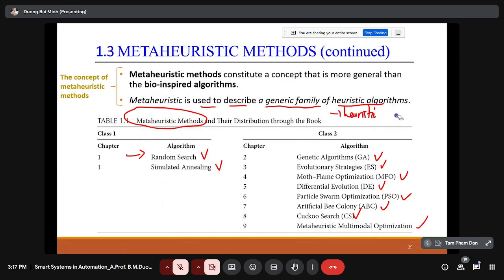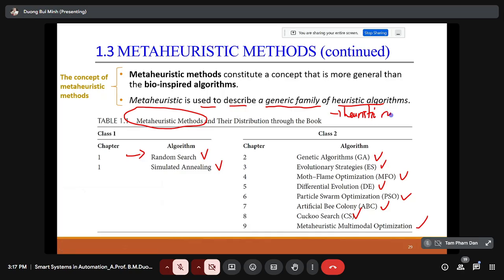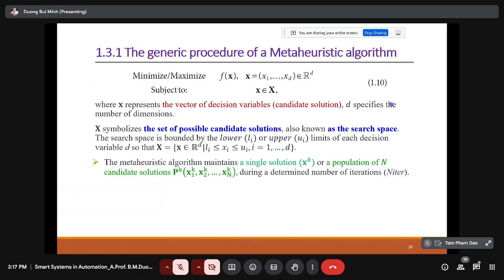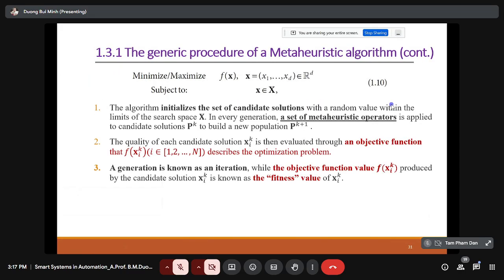Any questions so far? This is the rule. Okay. Example. Yeah, example.